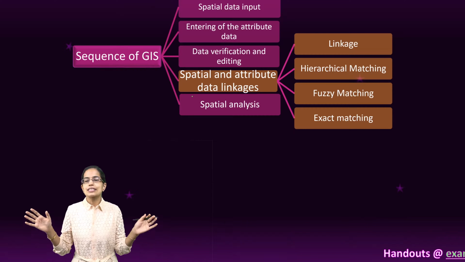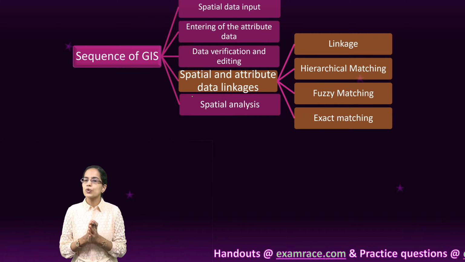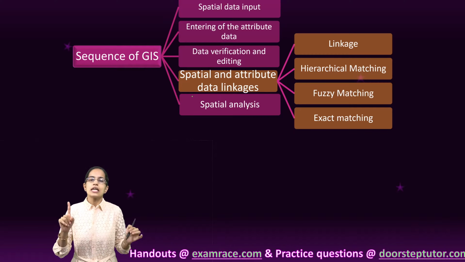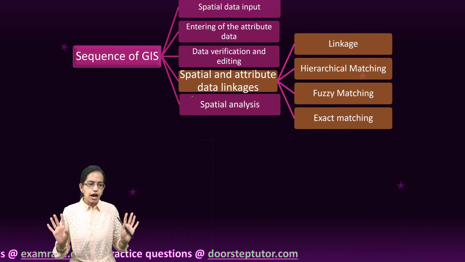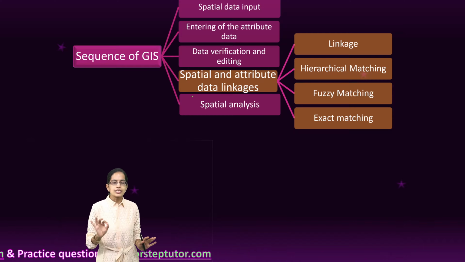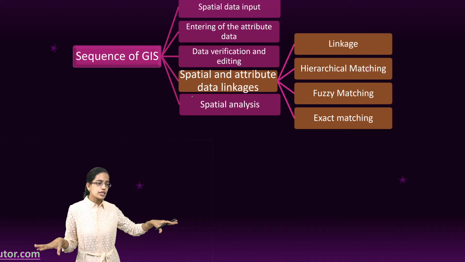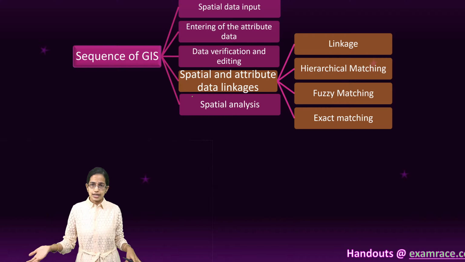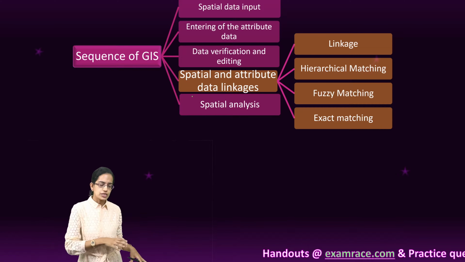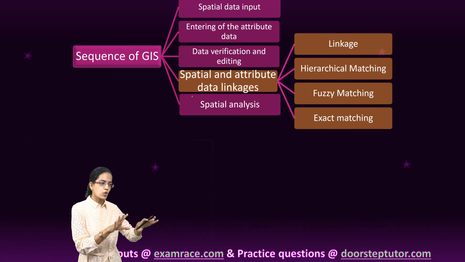The next is connecting the data. Spatial data, attribute data. How do you connect it? There are 4 simple methods: linkage, exact matching, fuzzy matching, and hierarchical matching. How do we understand it? Linkage is very, very simple. I have 10 states. Within the 10 states, let's assume we have the mortality rate within each state under 10 years of age. So that is what linkage is.